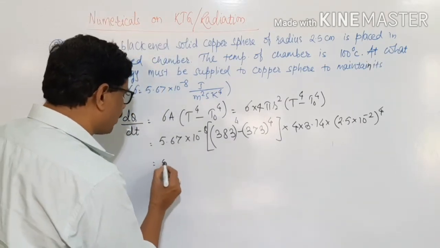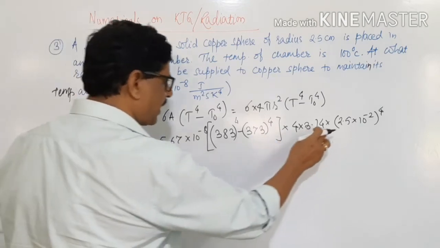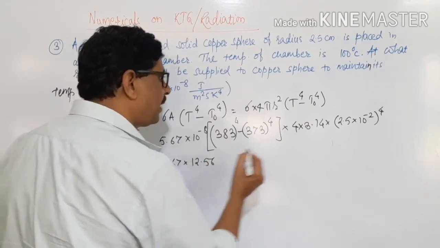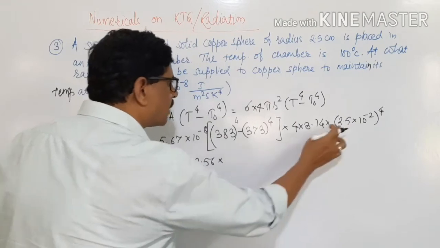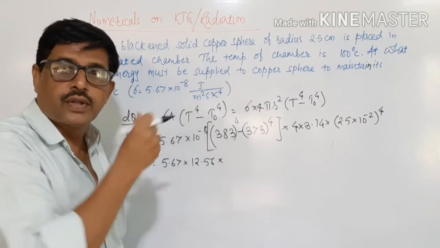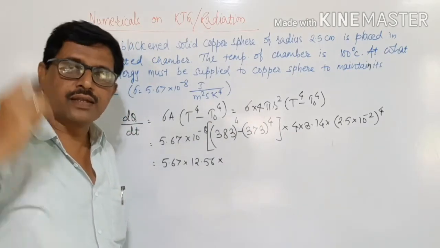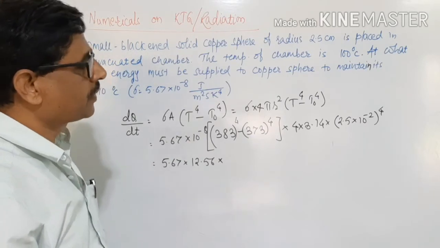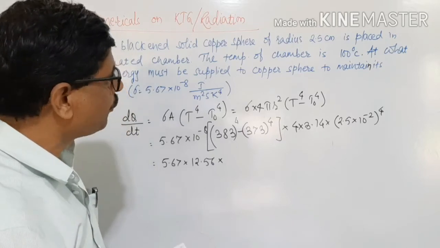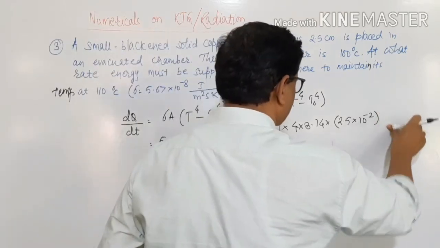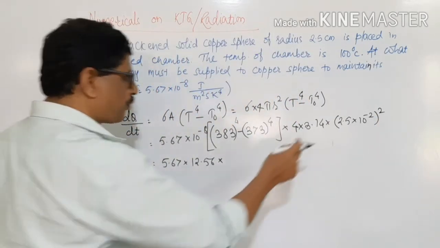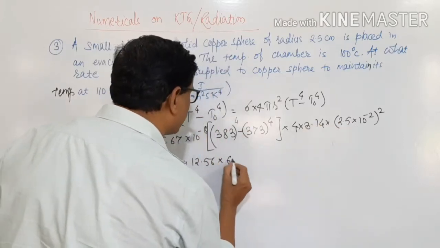Then it comes out to be equal to 5.67. Then again I will come here. It should be 12.56, 4 pi. Then it should be the fourth power of 2.5. Square of 25 is 625. Oh, sorry. Here I should take it as a square only. Square of 25 is 625. Therefore, square of 2.5 is 6.25.